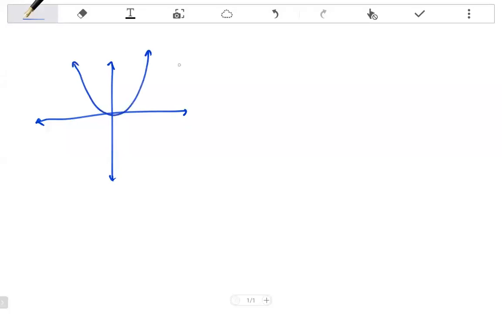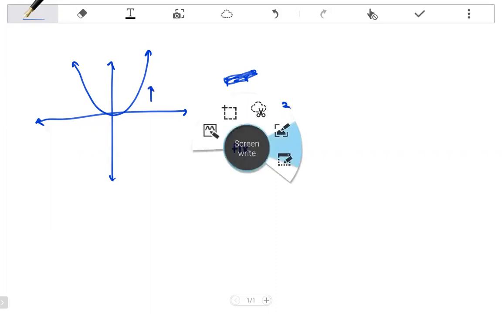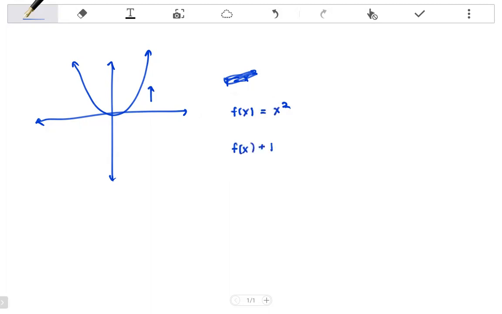If we have a function y equals x squared, how do we move it up and down? We add a number to the whole thing, right? So let's rewrite this not as y equals x squared, but as f of x. If we want to move it up, then what do we do? f of x plus k. That's how we move it up, right? So if we do f of x plus k, what is f of x? It's x squared. So x squared plus k. If we want to move it 2 units, k is going to be 2.